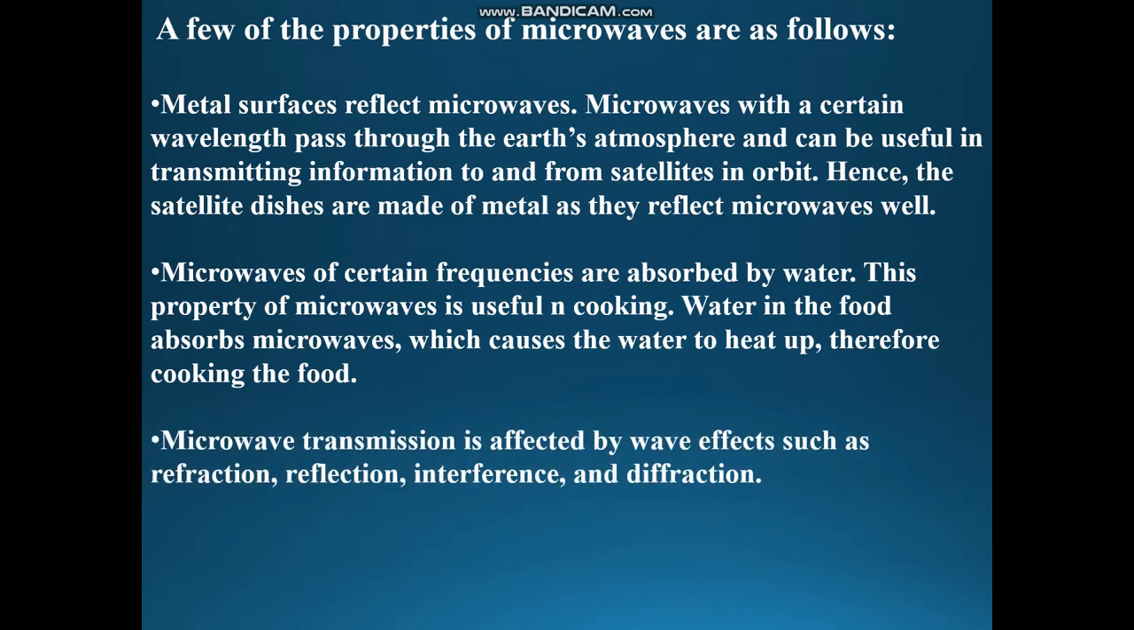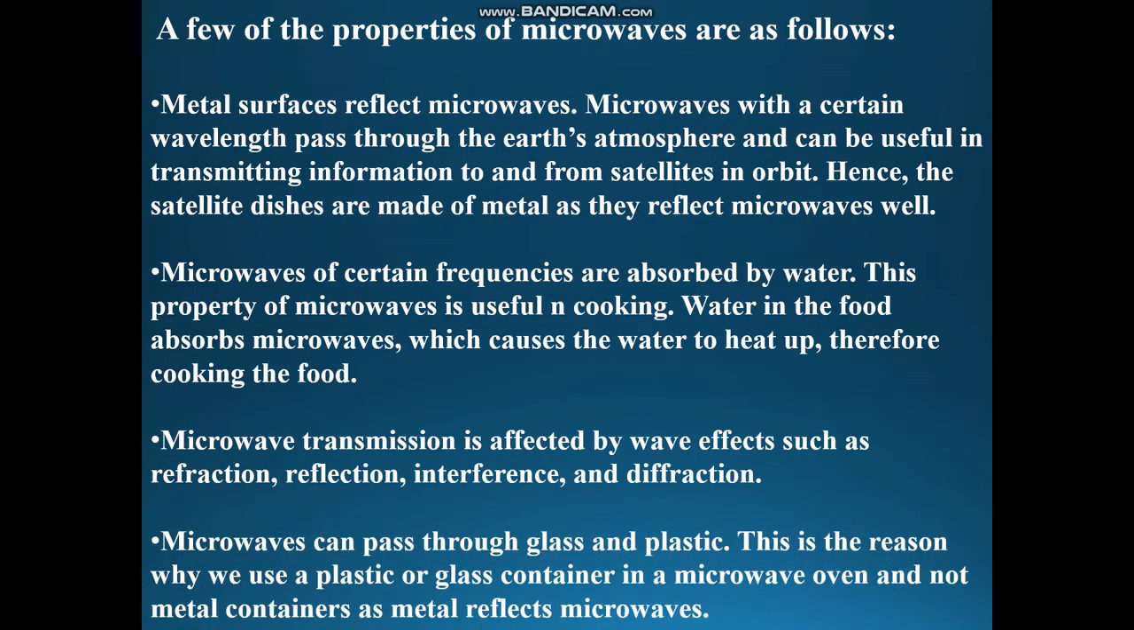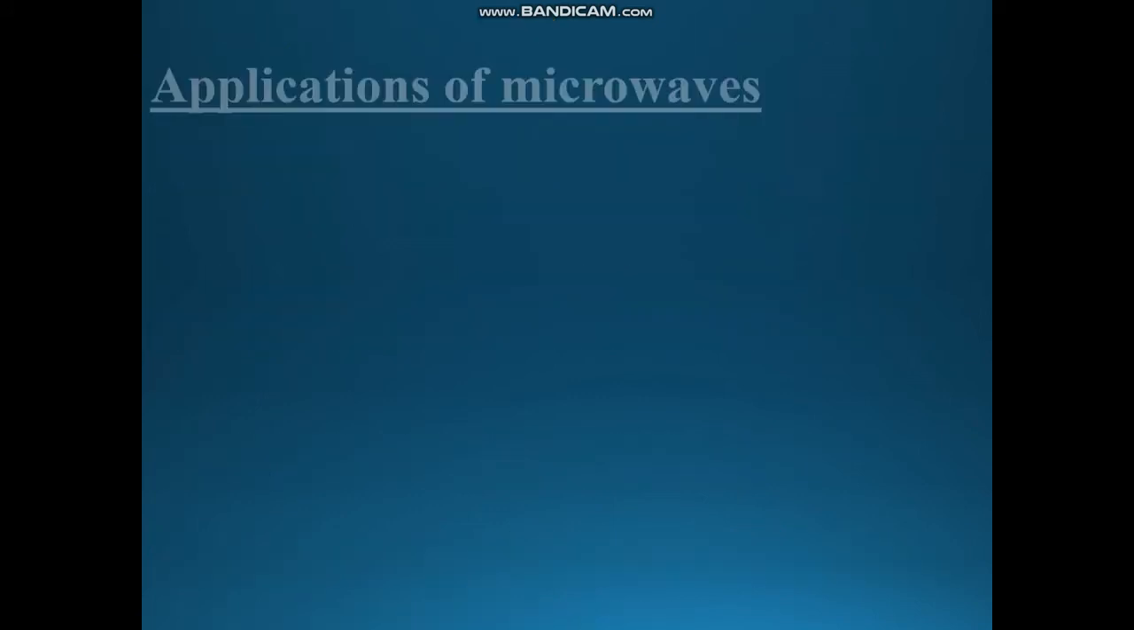Microwave transmission is affected by wave effects such as refraction, reflection, interference, and diffraction. Microwaves can pass through glass and plastic. This is the reason why we use a plastic or glass container in a microwave oven and not metal containers, as metal reflects microwaves.